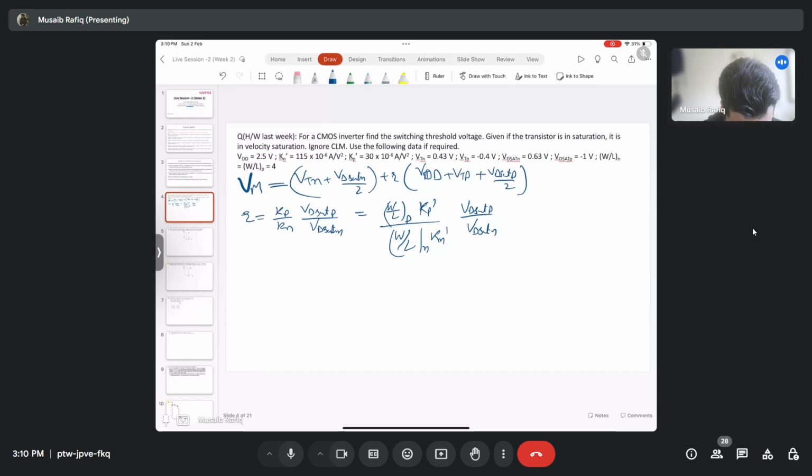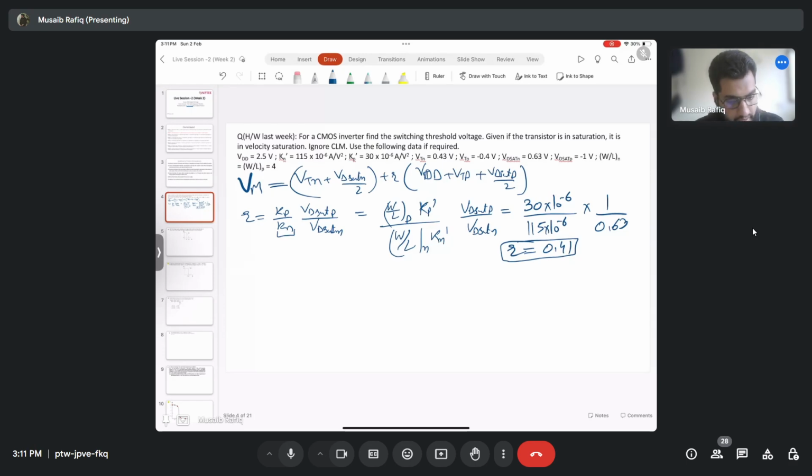This is your process transconductance, this is your device transconductance, as already discussed last time. Now plugging the values we have here, W by L P and W by L are equal, so it will cancel out. Kp prime is equal to 30 into 10 raised power minus 6, and this is equal to 115 into 10 raised power minus 6. Vd sat P is minus 1, but I'll only take magnitudes because I have also taken positive for this Kp, and divided by Vd sat n, that is 0.63. So if you do the maths, it comes out to be 0.41. R comes out to be 0.41.